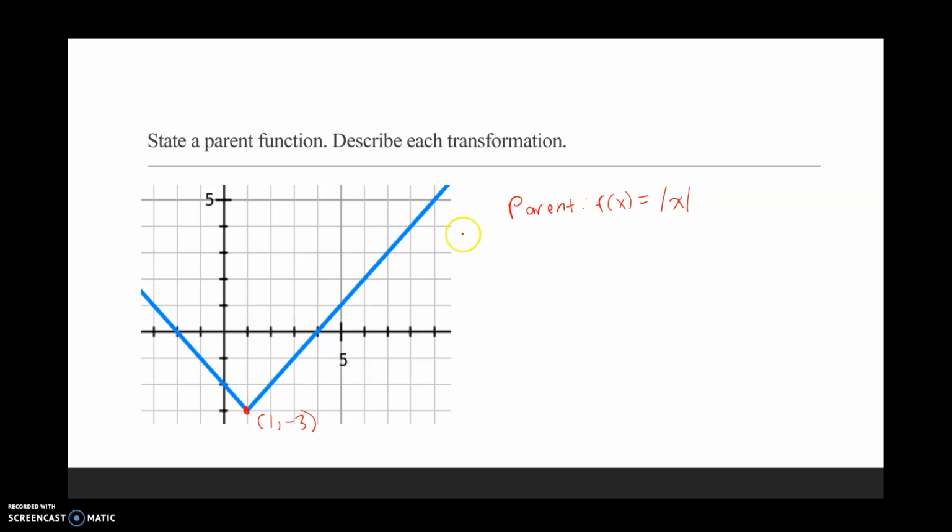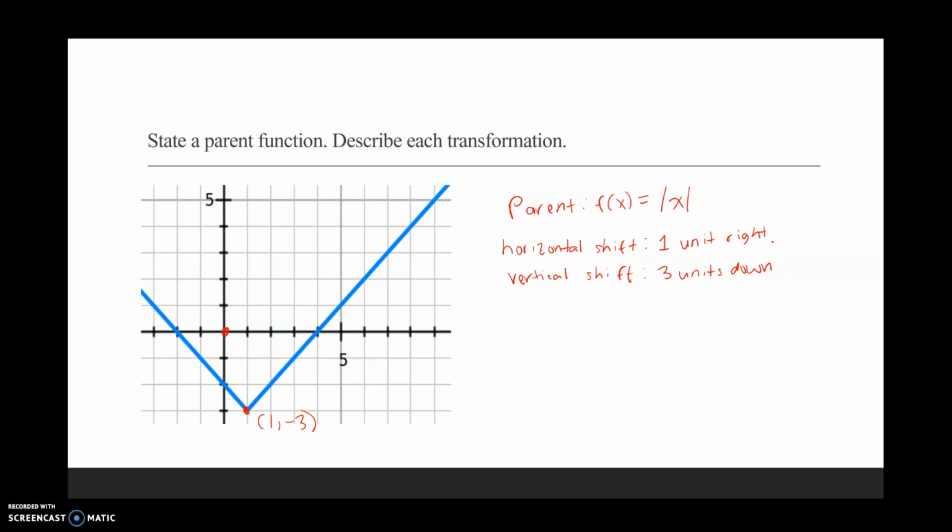So what this indicates to me is that we've shifted to the right. There is a horizontal transformation, or a horizontal shift, I should say. And we can just say 1 unit to the right. And the graph also went down, right? The vertex should be up here. It also went down 3 units. There was a vertical shift, and that is 3 units down.